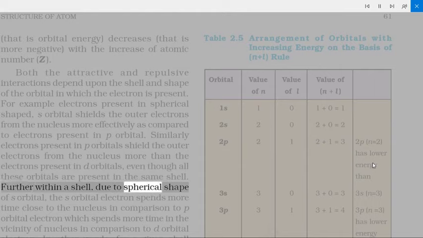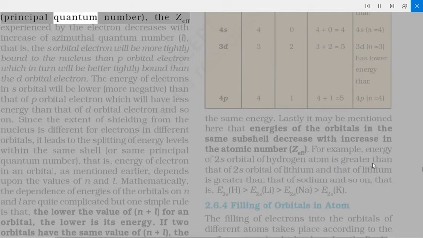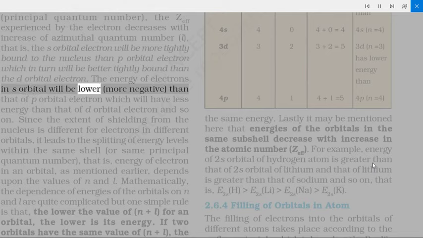Further, within a shell, due to the spherical shape of s orbital, the s orbital electron spends more time close to the nucleus in comparison to p orbital electron, which spends more time in the vicinity of the nucleus in comparison to d orbital electron. In other words, for a given shell, principal quantum number, the Z effective experienced by the electron decreases with increase of azimuthal quantum number, l. That is, the s orbital electron will be more tightly bound to the nucleus than p orbital electron, which in turn will be more tightly bound than the d orbital electron. The energy of electrons in s orbital will be lower, more negative, than that of p orbital electron, which will have less energy than that of d orbital electron, and so on.